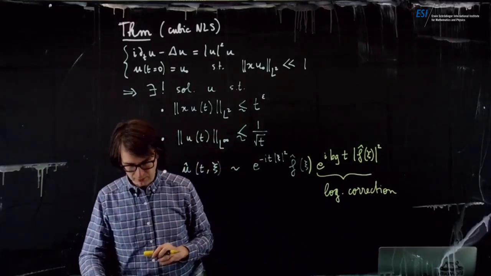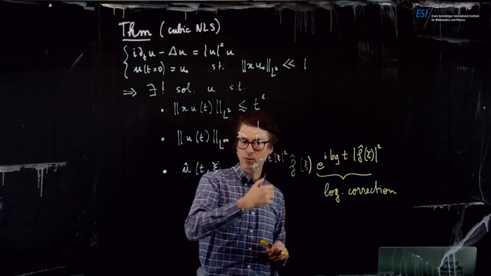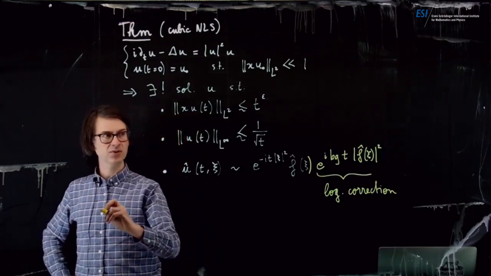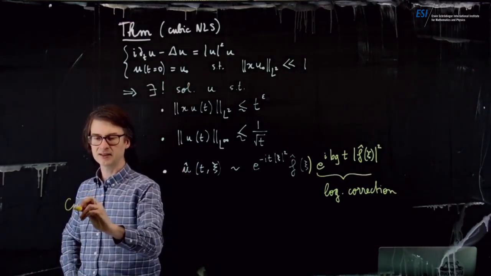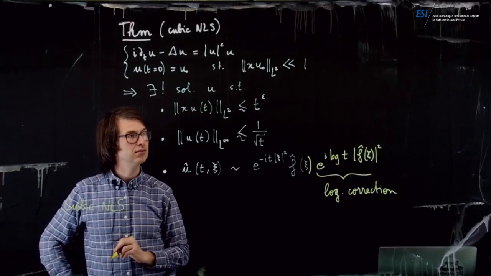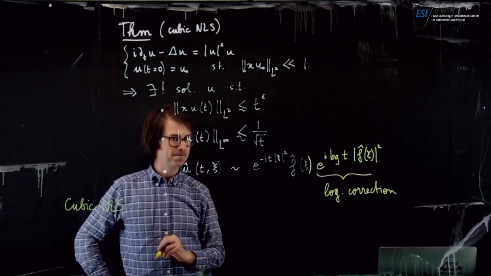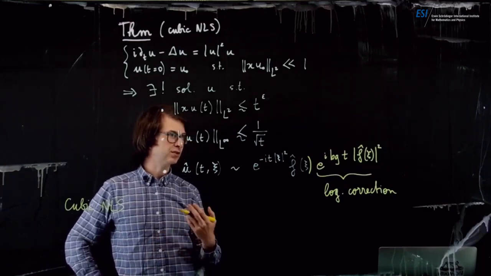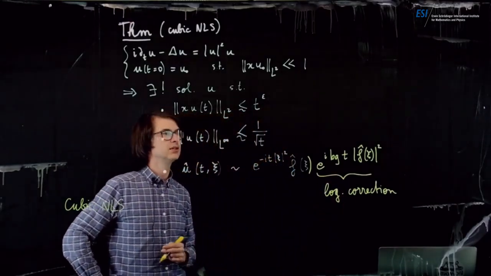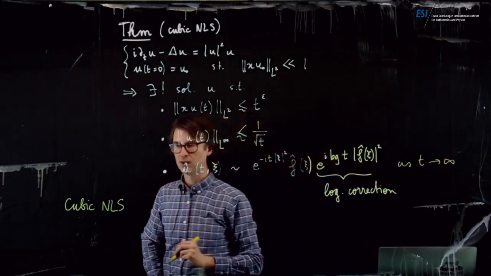Yes, and indeed this relies on the fact that things are 1D. Why is that? So it's possible to see that the cubic NLS... Is your f supposed to be u dot or f? So f is just some function. I should say there exists an f such that this. Okay, thank you. And this is as t goes to infinity.